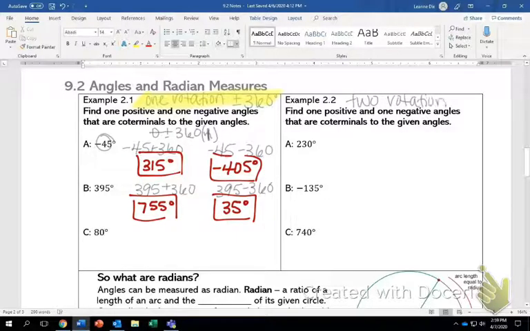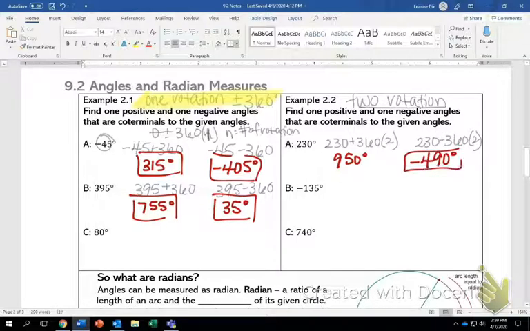Okay, so when we use the formula, I'm going to plug into the formula this time. We have our 230, that's our initial, plus 360 times 2. Remember, n is the number of rotations. Since I'm specifying 2 rotations, I am plugging in a 2. If I were doing the same thing again, I need to subtract 360. You can just use a calculator, type in the whole thing as is, and it should give you an answer of 950 degrees and negative 490 degrees.